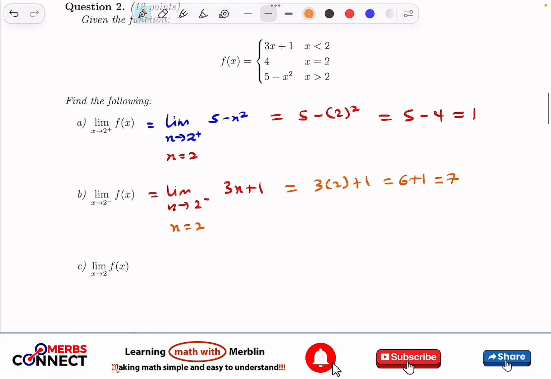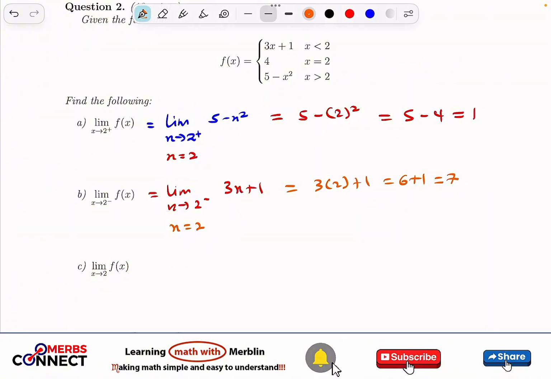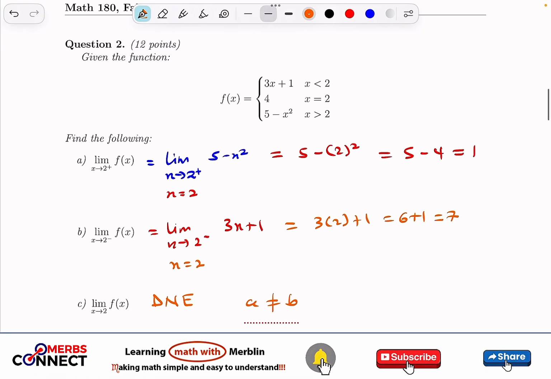So what will be the conclusion for this? Since this is not the same as this, we are going to say that this does not exist. So this does not exist because A is not the same as B. So that's what we are going to get for question 2.